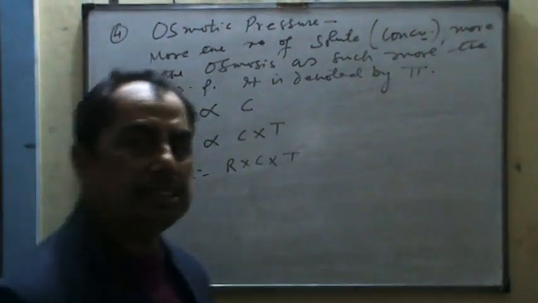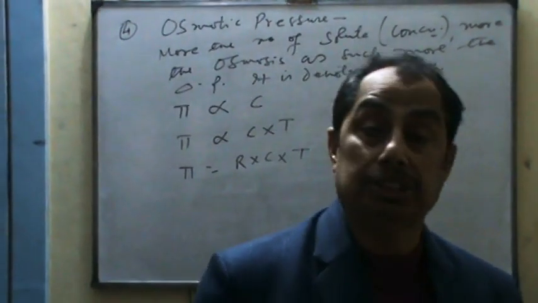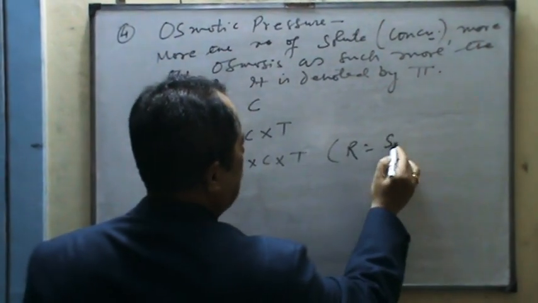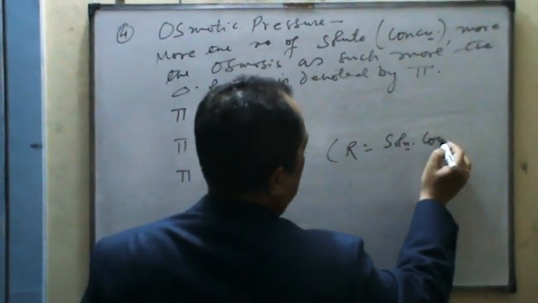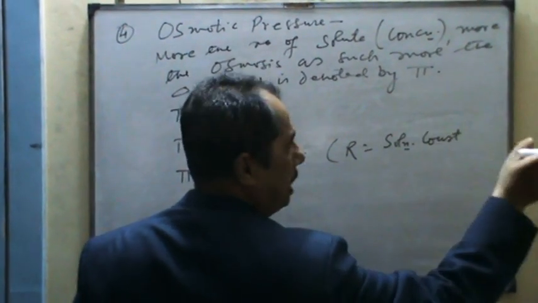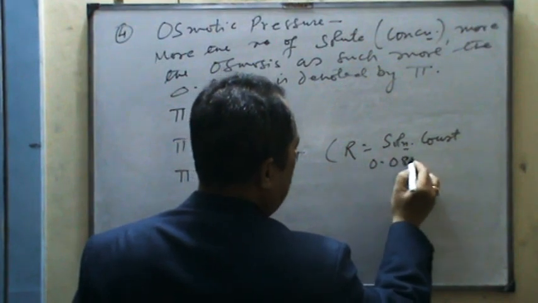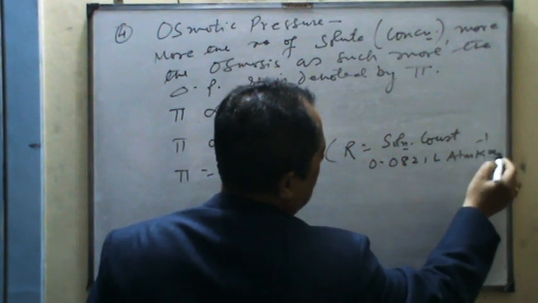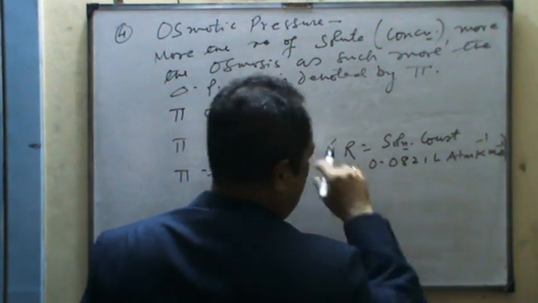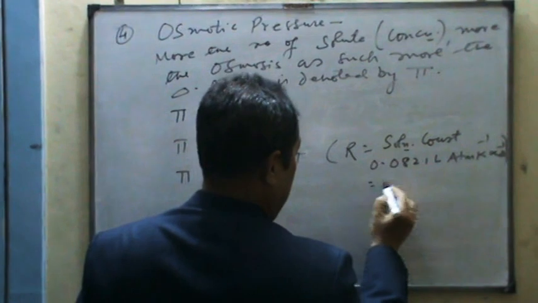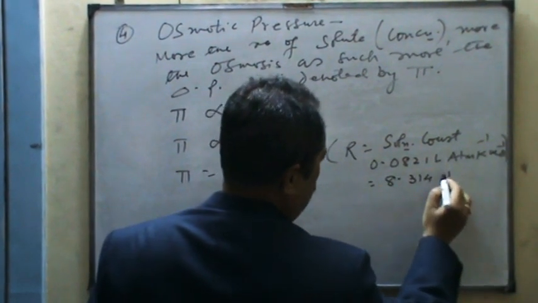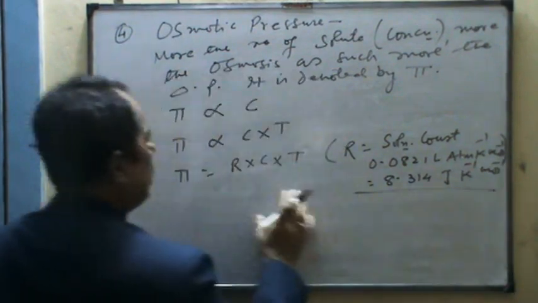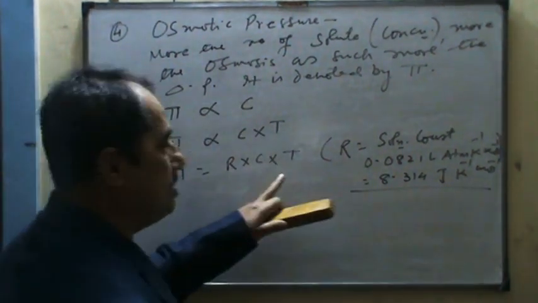We have done in 11th class. R is the solution gaseous constant. Here R is the solution constant. At 1 atmospheric bar, it is 0.0821 liter atmosphere, Kelvin inverse, mole inverse, right? And in Pascal, 8.314 joule, Kelvin inverse and mole inverse. C is the concentration and T is the temperature.